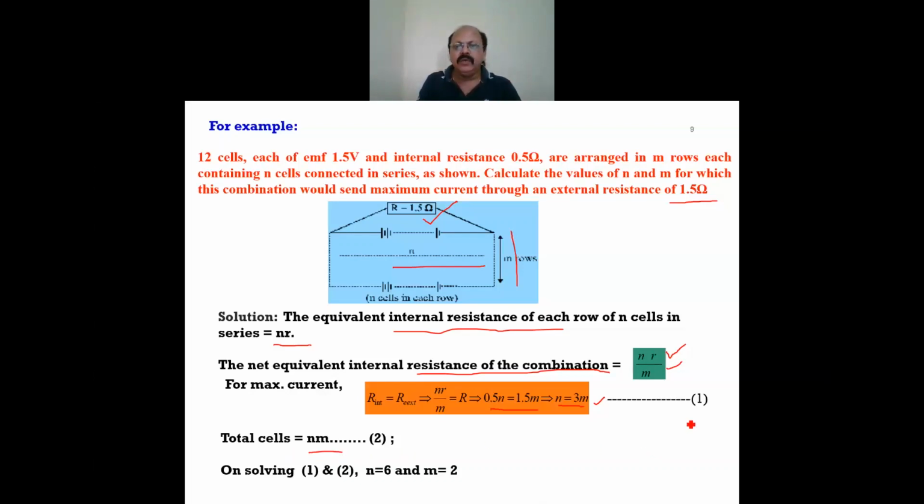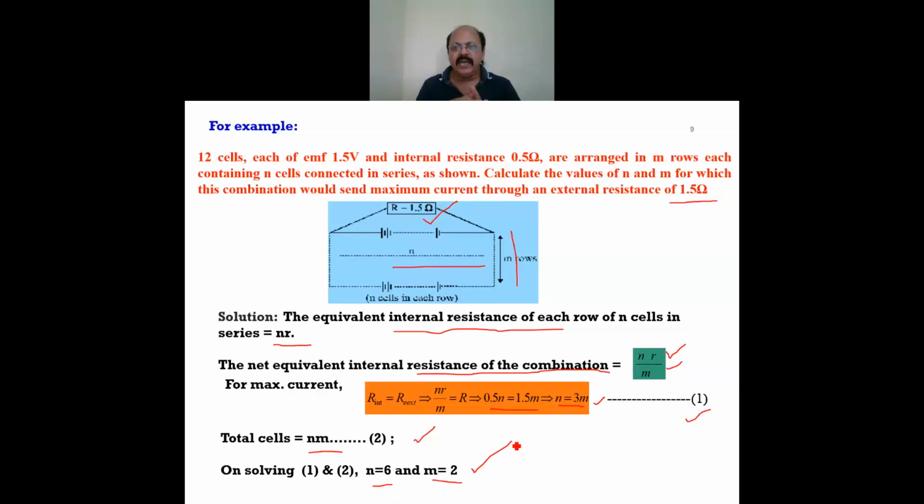So now you have two equations. Equation 1 in which n equal to 3m. Another equation in which the total cells, which is given to you, is 12. So 12 equal to nm. So these are the two equations you have. By these two equations you solve it. Then you will get small n equal to 6 and small m equal to 2.